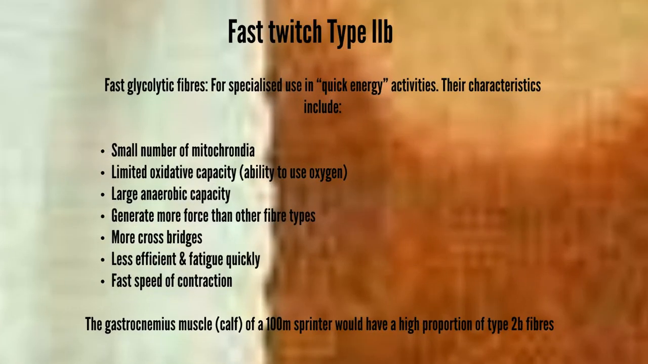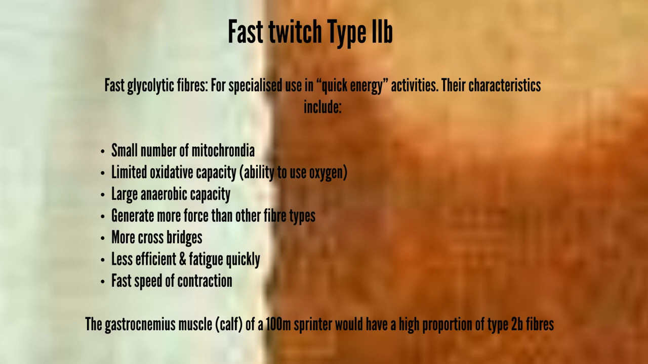In contrast, let's look at the fast twitch type 2B fibres, and you'll see that they're virtually opposites of the slow twitch. They have a smaller number of mitochondria because they're not reliant on constant energy production. They're not going to last that long. They have a limited ability to use oxygen, but a large anaerobic capacity, meaning a very, very good ability to work without oxygen.